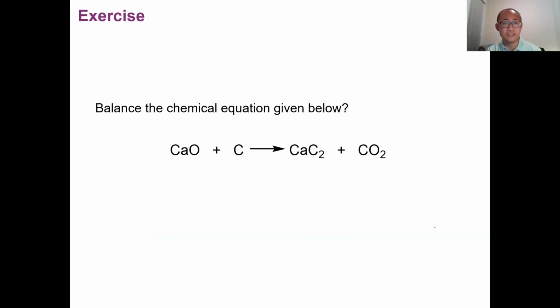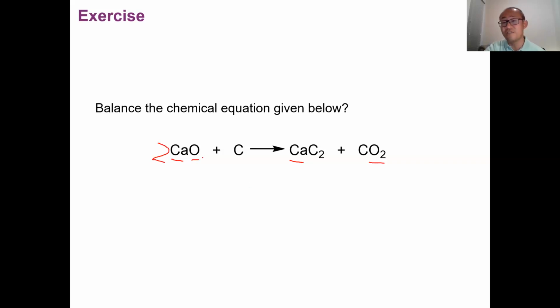Okay, this is another example. Let's try it together. Like I said, I pick an element that only appears once on either side of the arrow. So I pick calcium. Calcium is balanced. You can see 1 calcium and 1 calcium. So I'm good. But then I move on to oxygen because oxygen only appears once. Here on the right side, I have 2 oxygen, but on the left, I have 1. So I put a 2 in front of calcium oxide.